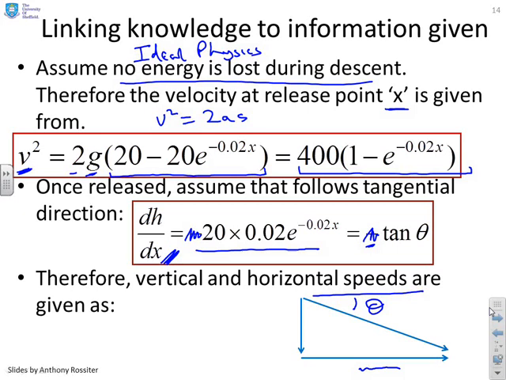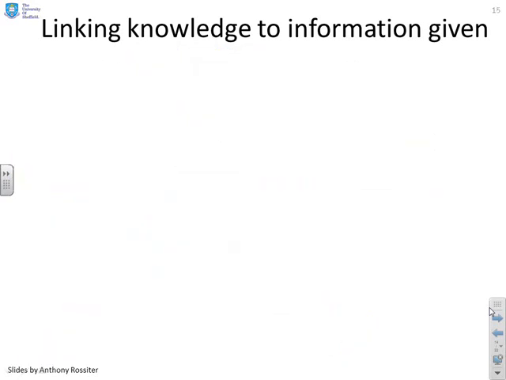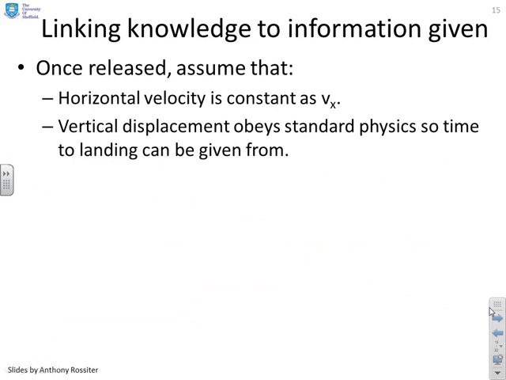And therefore, I can now work out the vertical and horizontal speeds. So the vertical speed will be vy, the horizontal speed will be vx, and the tangential speed will be v. So I can write down vx equals v cos theta, and vy equals v sin theta. So I now know how fast the rider is going down and how fast they are going across at the point they are dropped. Now, once we've released, we're going to assume, again this is simple physics, the horizontal velocity is constant, so it will stay at vx. But the vertical displacement is going to obey standard physics, dropping due to gravity.